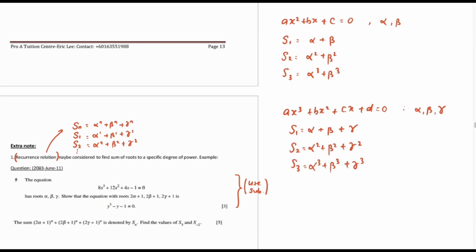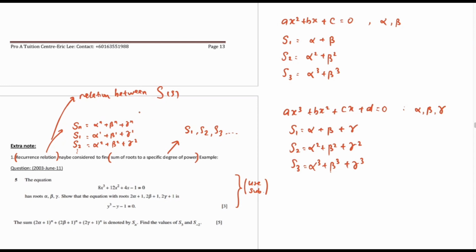To understand recurrence relation, we need to see the relationship between this S and the other S. That is the actual recurrence relation. The S itself is just the sum of roots to a specific degree of power: S1, S2, S3, and so on. The recurrence relation is the relationship between all kinds of S.